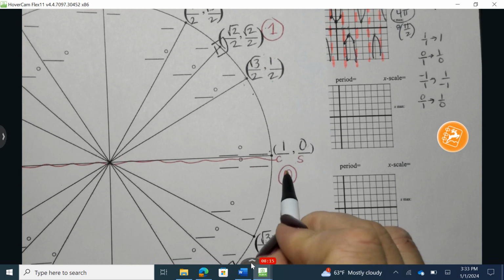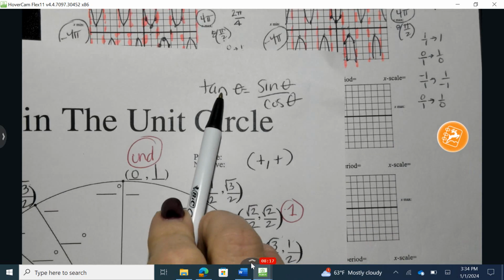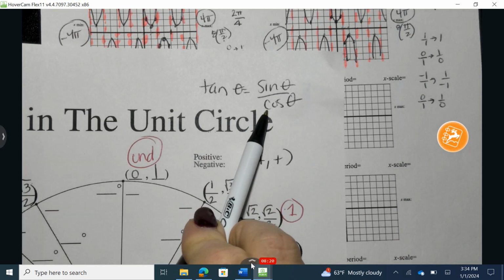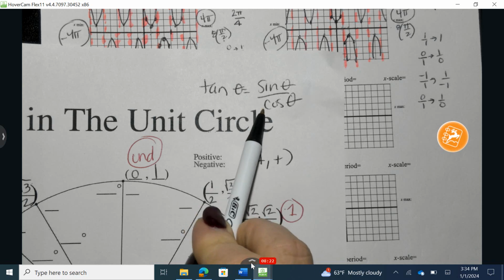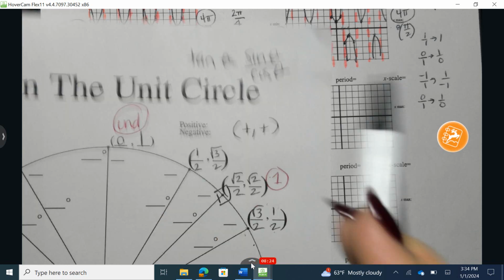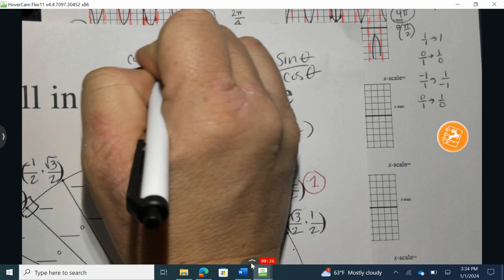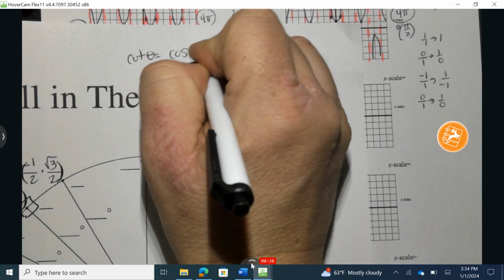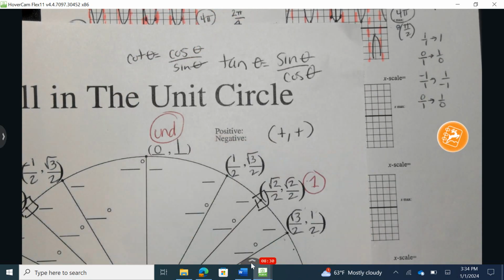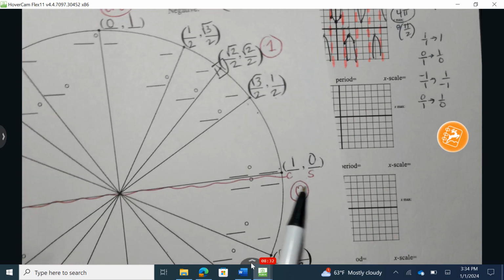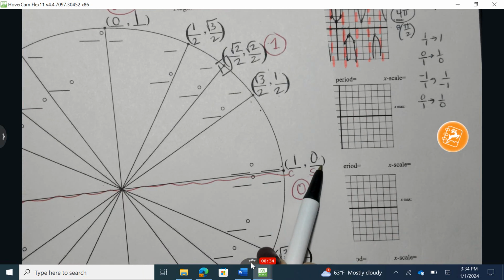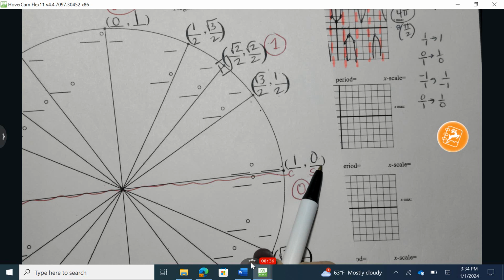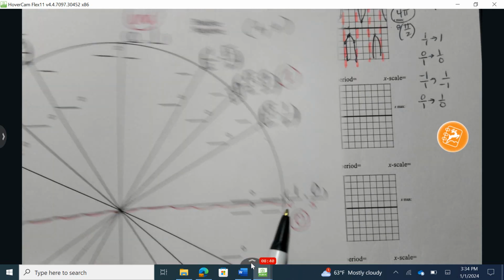Now, at 0, remember that tangent can be thought of as sine over cosine. So if tangent is sine over cosine, then cotangent is the reciprocal. It is cosine over sine. That will be helpful. Okay, so when I look here and I go cosine divided by sine, excuse me, for the cotangent, that's what I'm graphing.